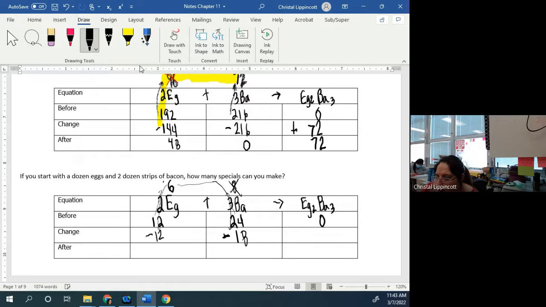And I'll subtract 18 of those. And that means that I'm going to make how many breakfast specials? 6. Because 6 times 1 is 6. So I've got 6 of those total. I'm going to have 6 left over here, if I can subtract correctly in my brain and write things correctly. There's 6 left over. And I won't have any eggs left over.